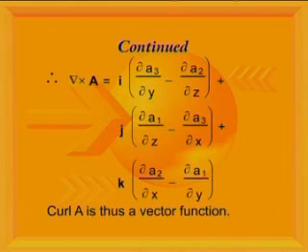If we expand this determinant, we will get del cross A, whose ith component is the partial derivative of a3 with respect to y minus the partial derivative of a2 with respect to z, and the jth component is the partial derivative of a1 with respect to z minus the partial derivative of a3 with respect to x, and the kth component is the partial derivative of a2 with respect to x minus the partial derivative of a1 with respect to y.